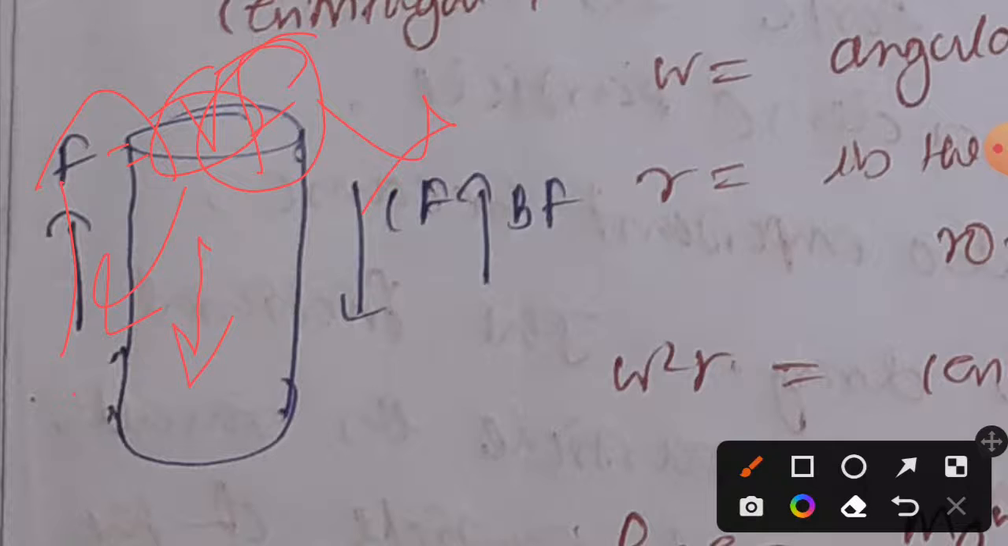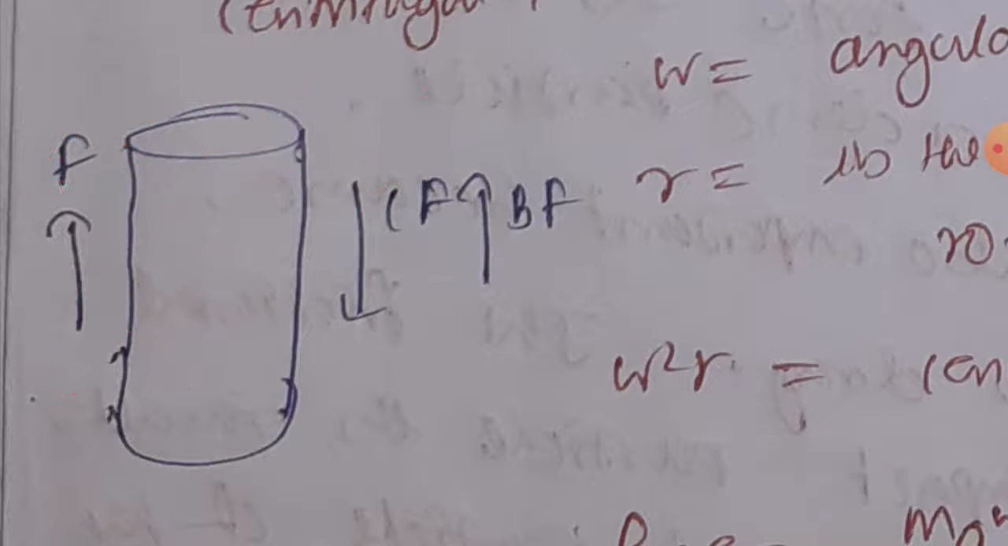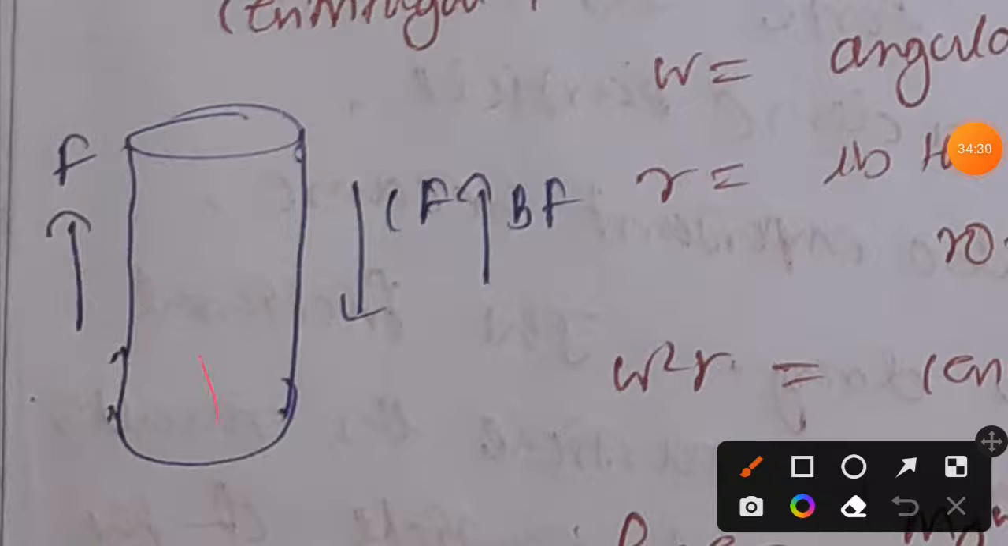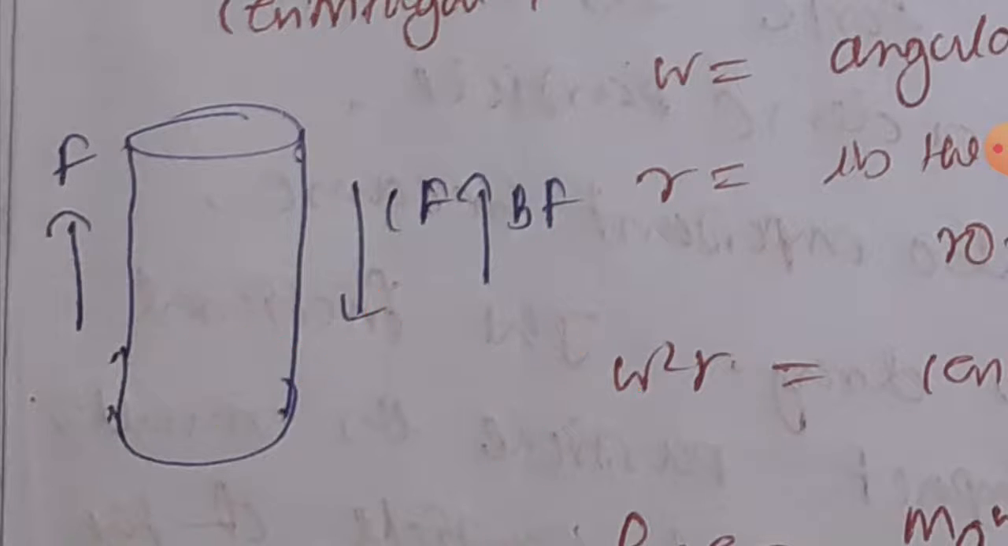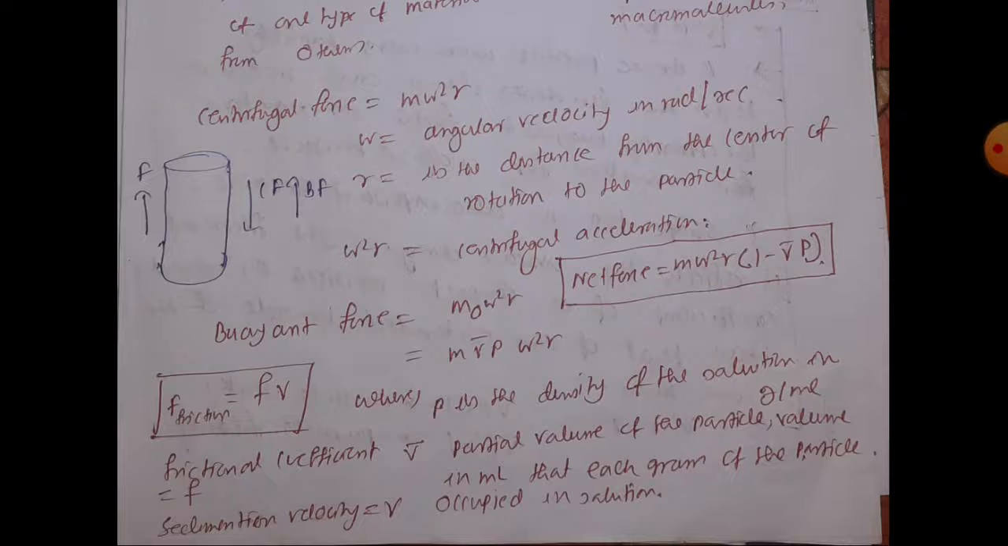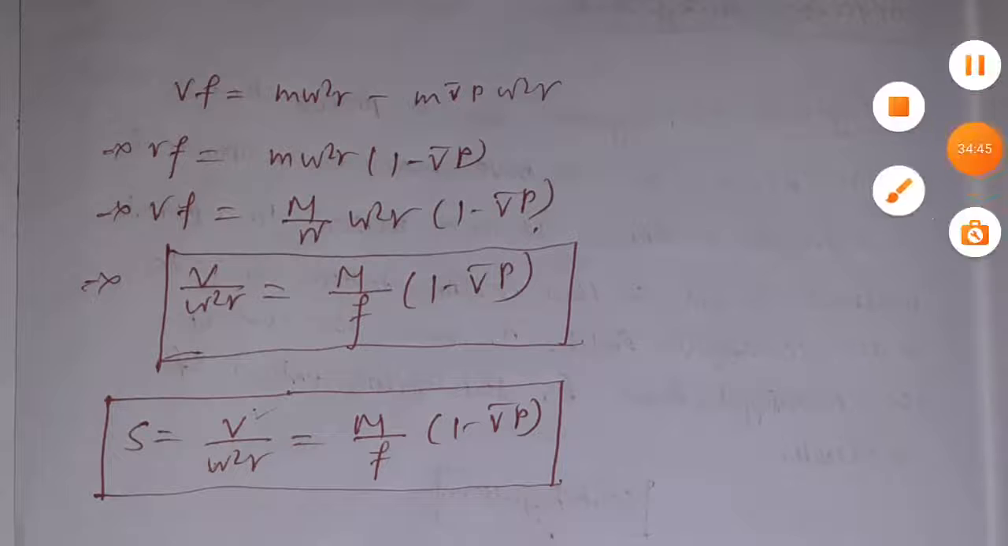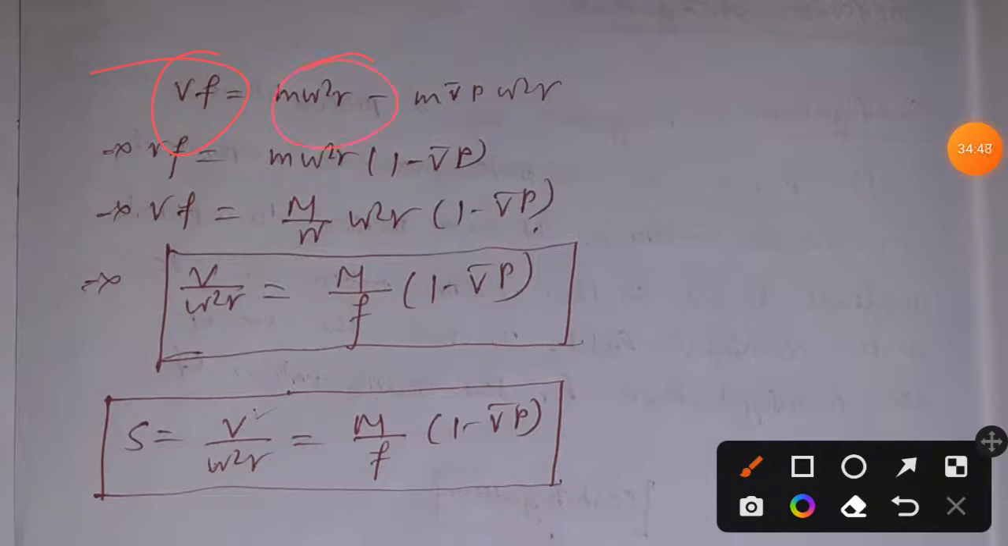At steady state condition we can say that the frictional force will be equal to the net force, and the particle is moving downward through the solution. By taking frictional force equal to net force, we get f v is equal to m omega square r minus m v bar rho omega square r. Now we can replace small m by capital M by N, where M is the molecular mass of the particle and N is Avogadro's number.